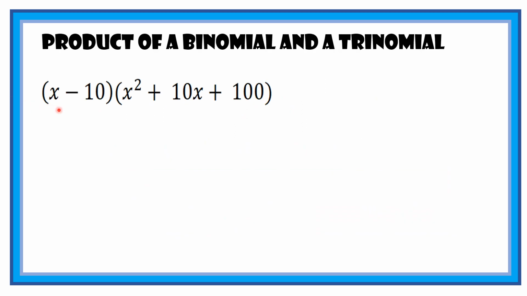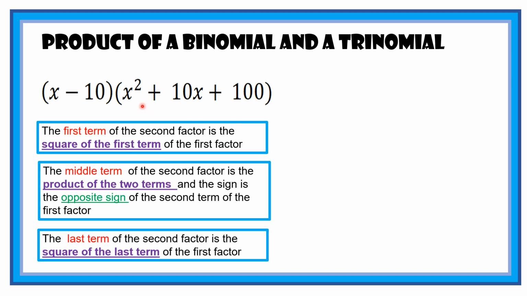Example, quantity of x minus 10 times the quantity x squared plus 10x plus 100. So first, i-check muna natin yung trinomial natin. So yung first term ng trinomial ay square ng first term ng first factor. So x times x, x squared siya. Then etong 10x ay product ng first term at last term. So x times negative 10 is negative 10x.